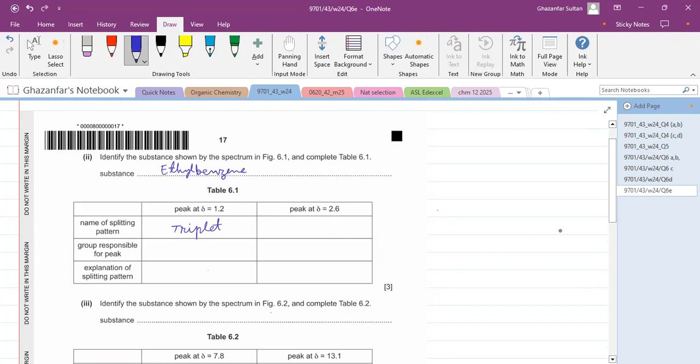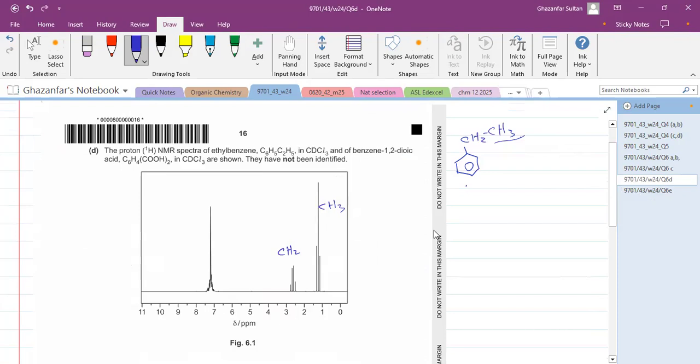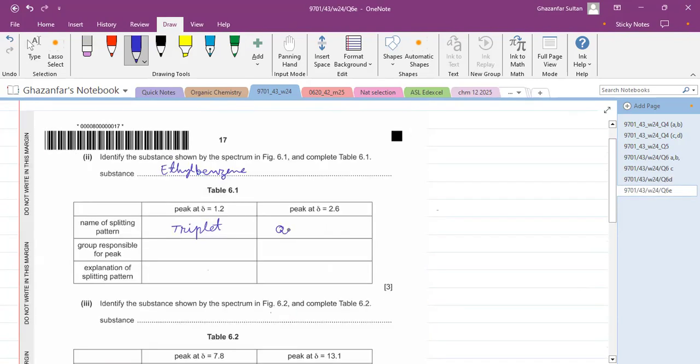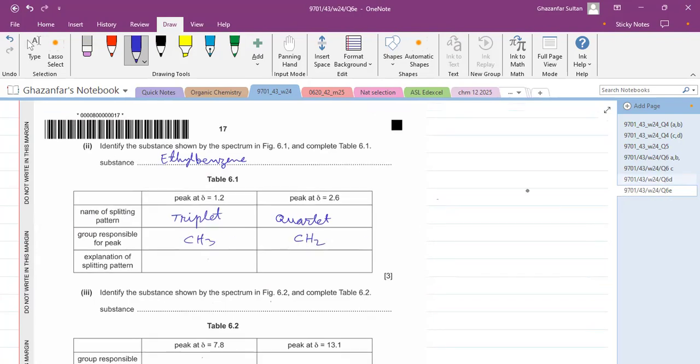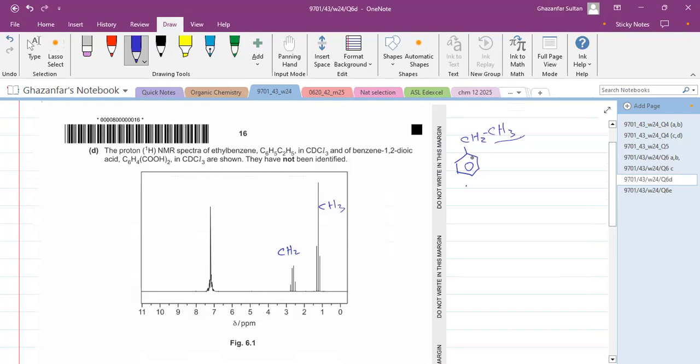And the name for the peak at 2.6 is quartet, that we have already discussed. Quartet. The group responsible for this peak is CH3. And the group responsible for this peak is CH2, that we have already discussed. It gives a quartet because one peak is split due to these 3 protons into 4.